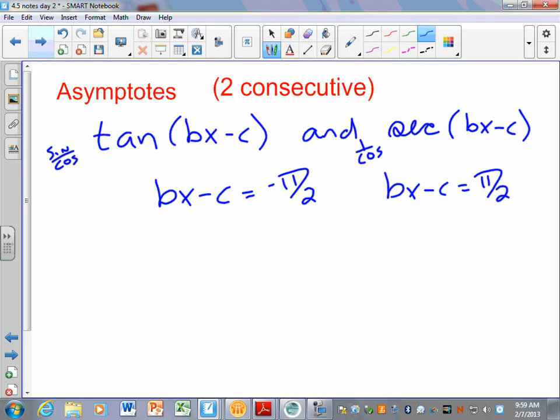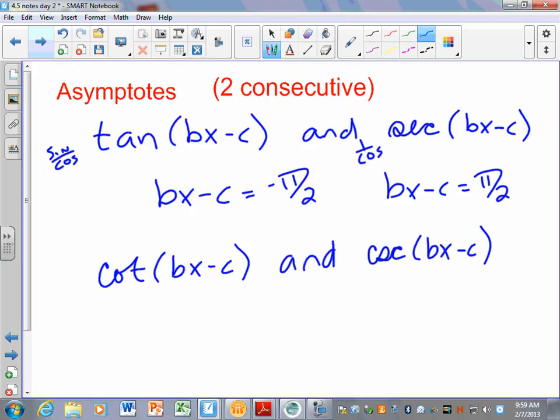The other 2 go together also. Cotangent of bx minus c and cosecant of bx minus c. And again, how do I know they go together? Because they have the same denominator, and that's how I think about it. Cotangent is cosine over sine, and cosecant is 1 over sine. So when I'm trying to think about their asymptotes, if I forget the rule, I ask myself, what's in the denominator? What's going to make that undefined? And that's how I remember which one's which.